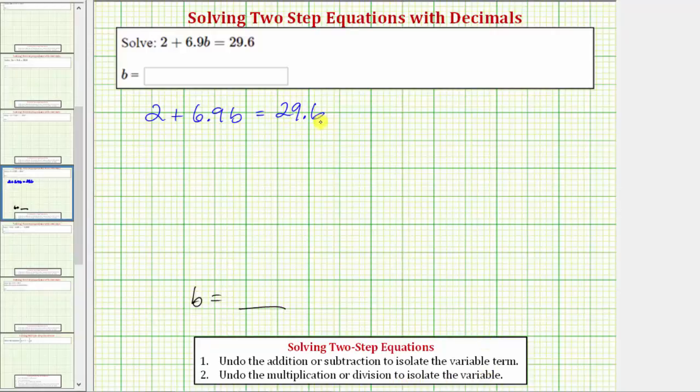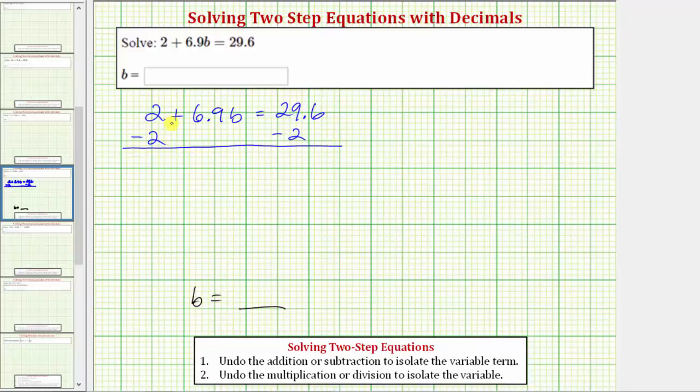We need to be careful on this equation. Because we have plus 6.9b, it might be tempting to try to subtract 6.9 on both sides of the equation, but that is not correct because 6.9 is attached to b by multiplication. But we can undo this positive 2 by subtracting 2 on both sides of the equation. So our first step is to subtract 2 on both sides of the equation in order to isolate the variable term 6.9b.